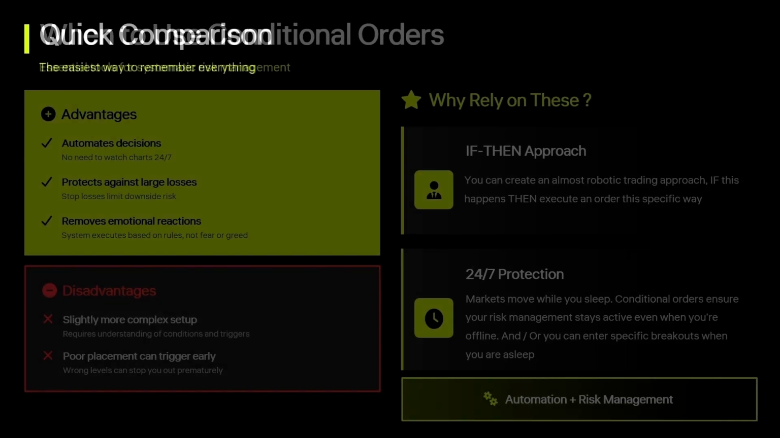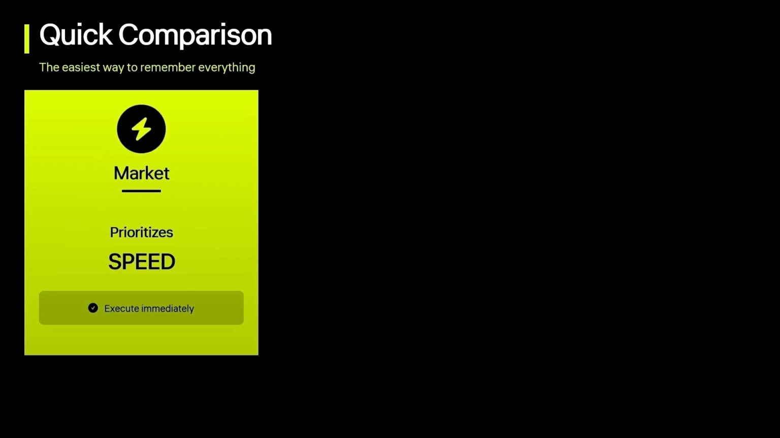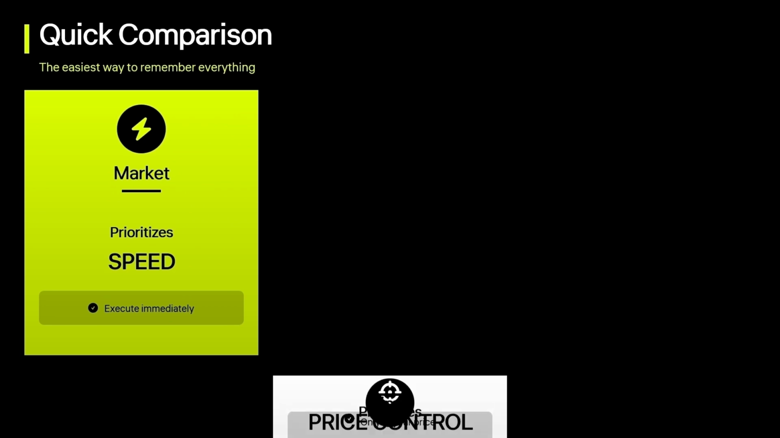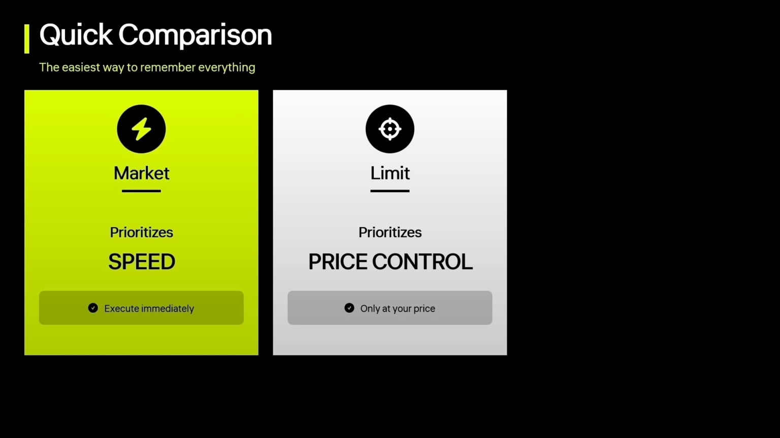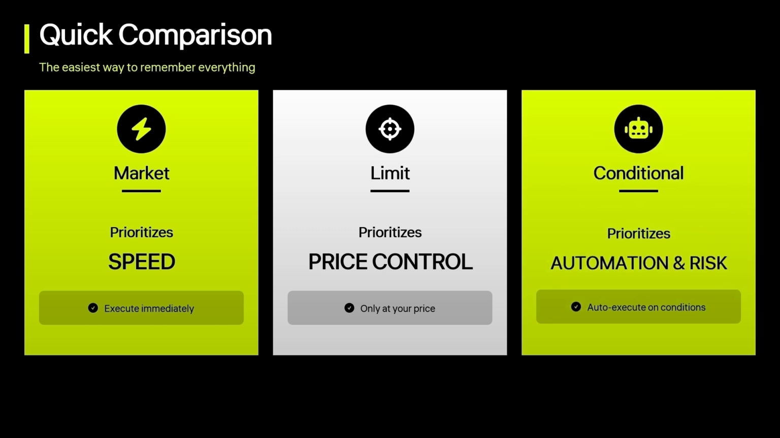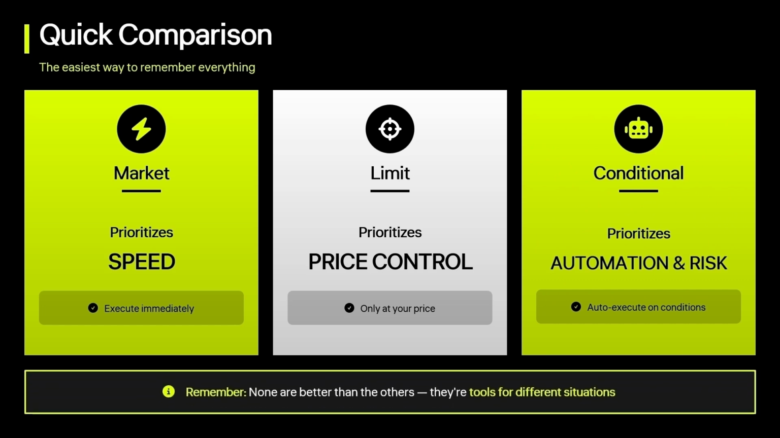So here's the easiest way to remember everything. A market order prioritizes speed, as your order will execute immediately. A limit order prioritizes price control, as the order only executes at your price. And a conditional order prioritizes automation and risk management. Keep in mind, none of them are better than the other. They're only tools for different situations, and you can mix this up. You can use different types of orders in your trading.